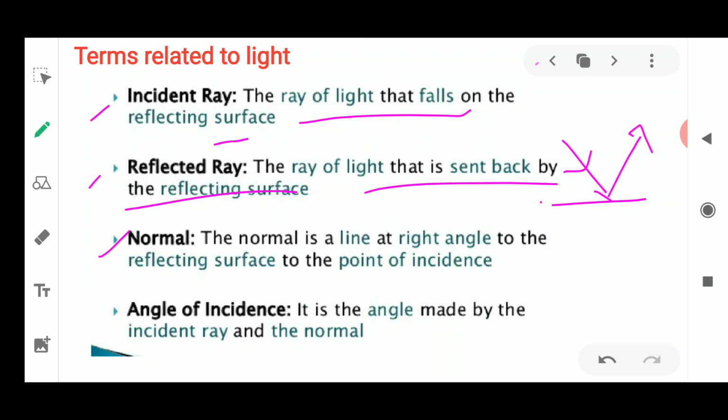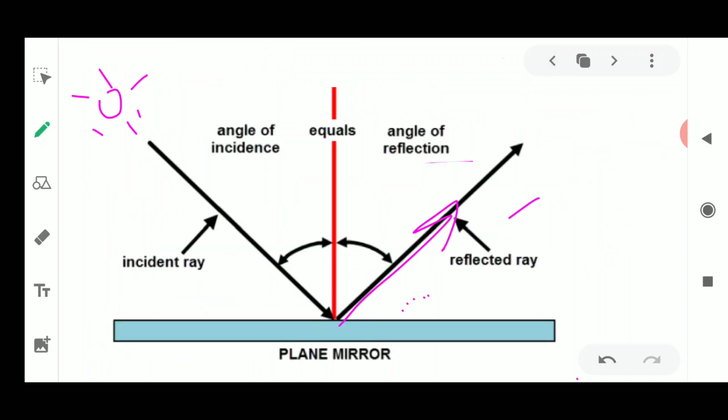at 90 degrees to this surface. So this is 90 degrees to this surface. If we draw a straight line in between the incident ray and the reflected ray, this is known as the normal. As you could see here in this diagram, the red line which is drawn in between the incident ray and the reflected ray is known as the normal. This is known as the normal.